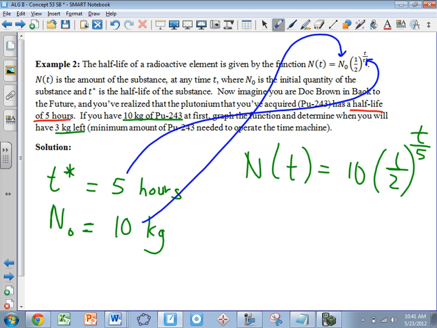So, which variable, and take a look at what's left. We have n of t as one variable, and we have t as the other variable. Which variable are we solving for? And which variable do we have? We have n. Remember, look at n, guys. N is the amount of substance. And we're told that we have 3 kilograms left. So instead of n of t, this is really a 3 now.